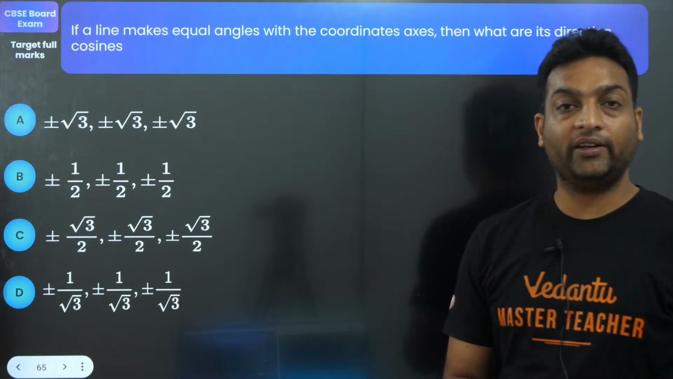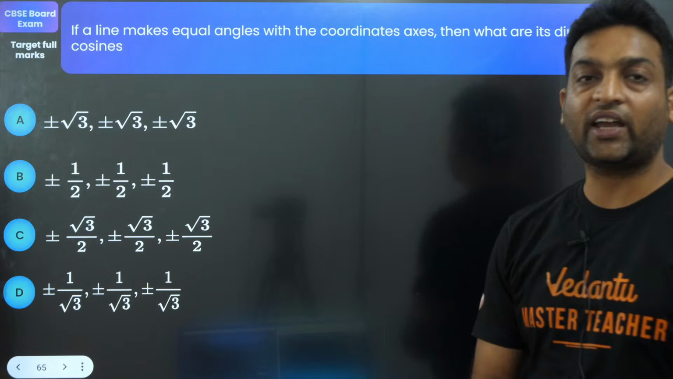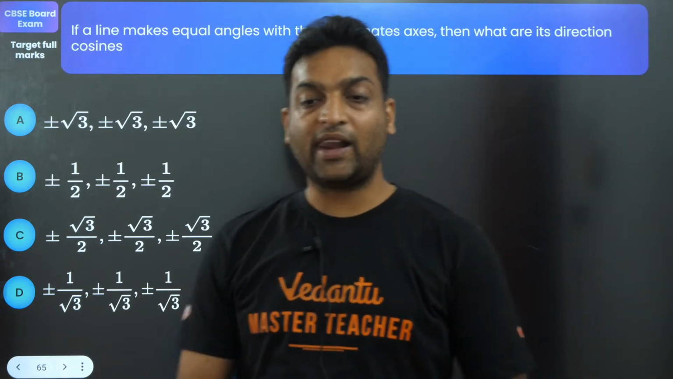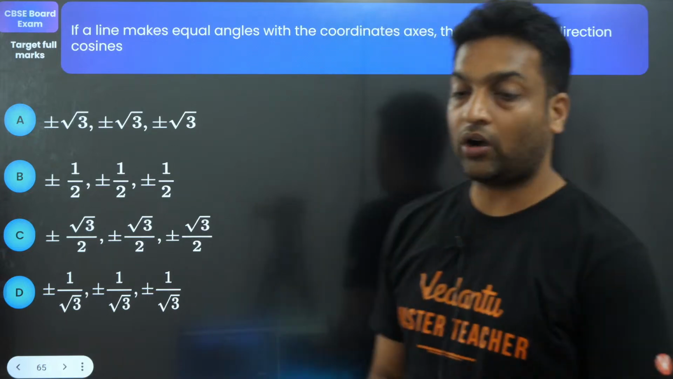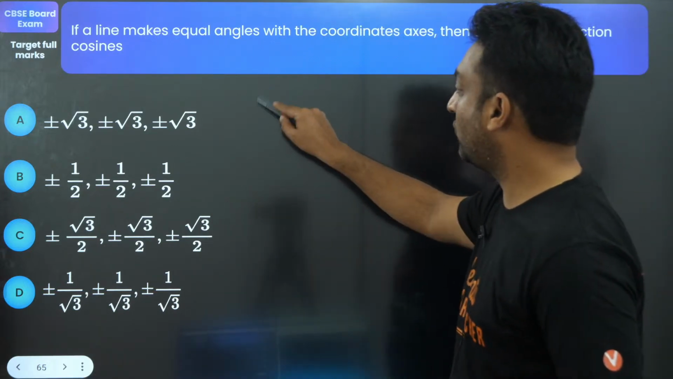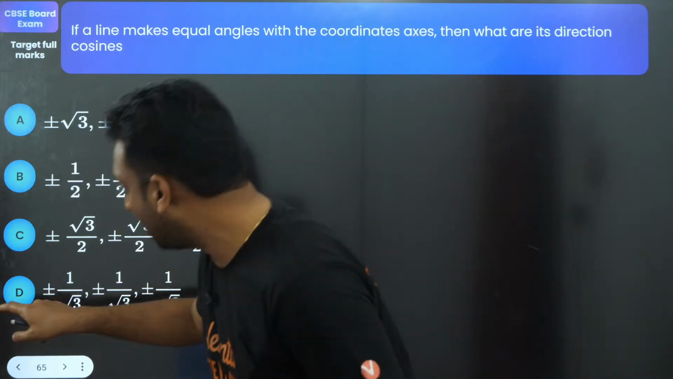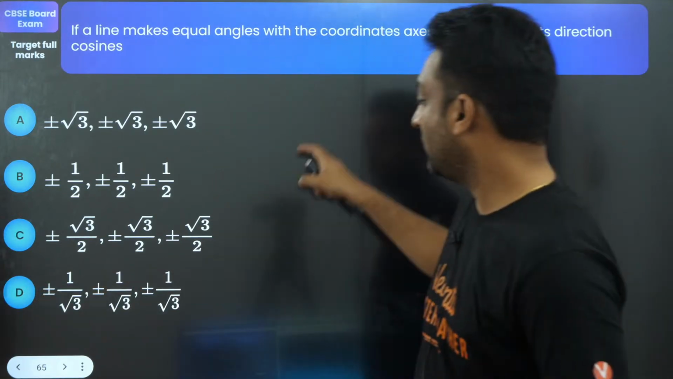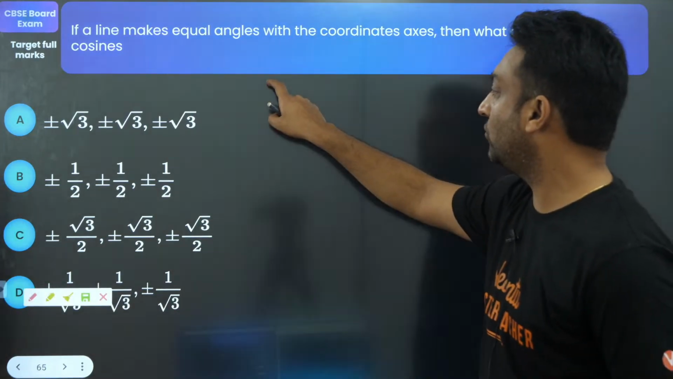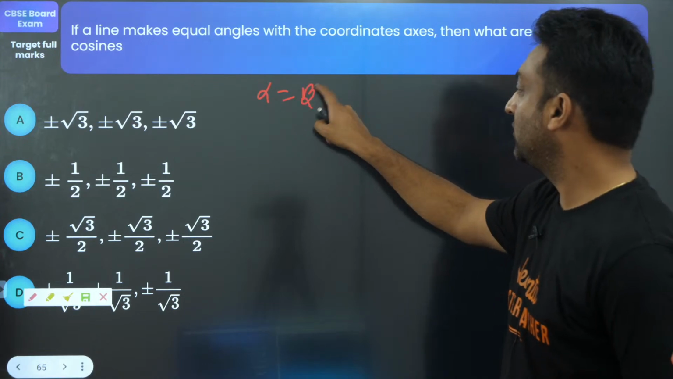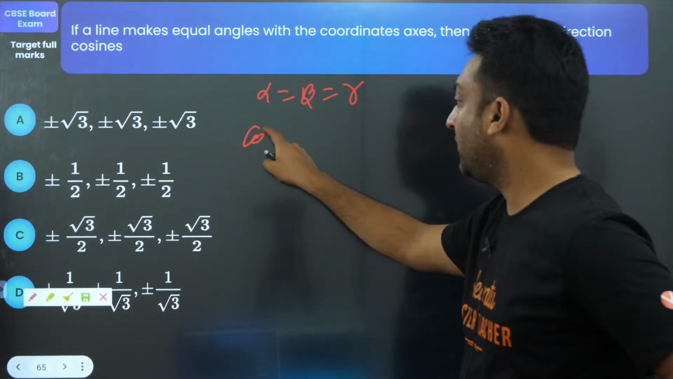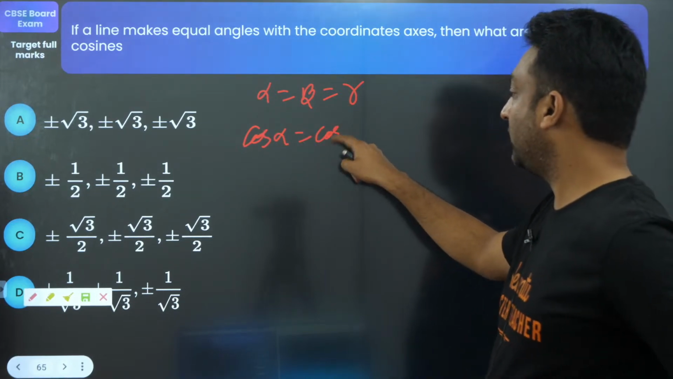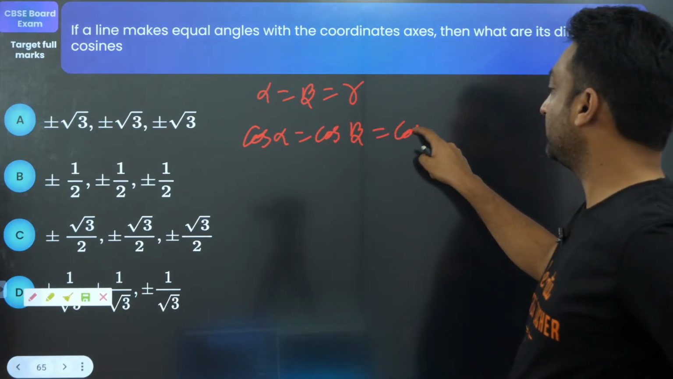3D geometry. Direction cosines. If a line makes equal angles with the coordinate axes, that means alpha equals beta equals gamma. The angles with the coordinate axes are the same. So cos alpha equals cos beta equals cos gamma.